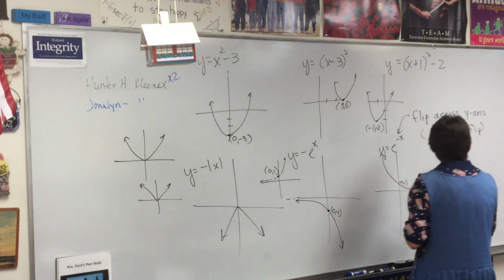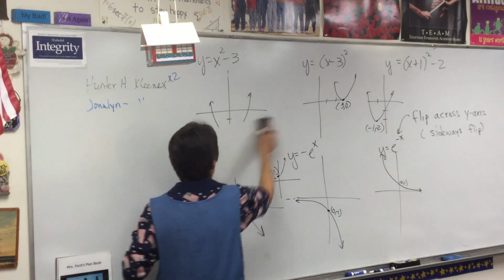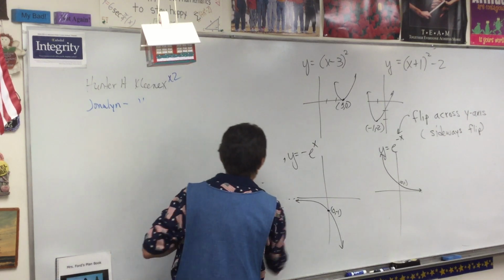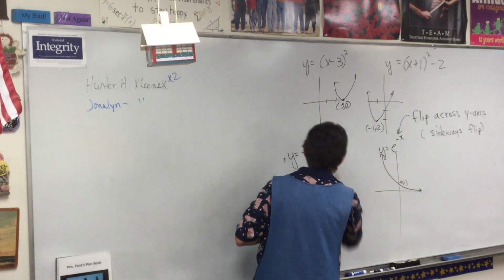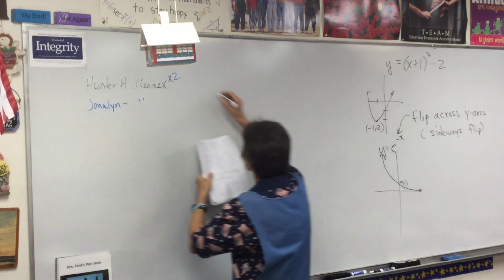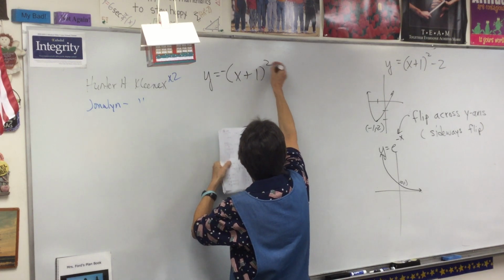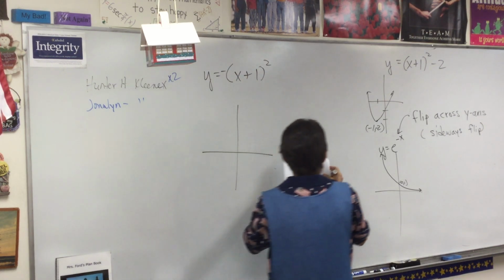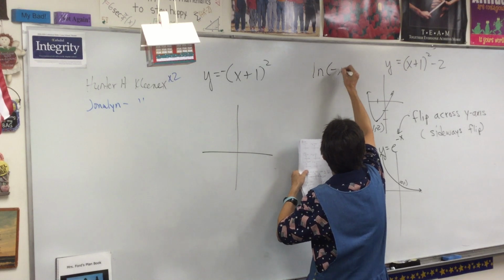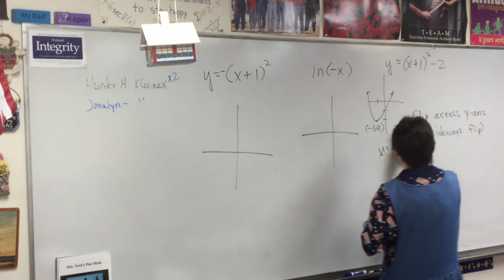All right, so now we got a lot going on here. Let's see, we've got negative x plus 1 squared. We have ln negative x. And we have negative ln x.